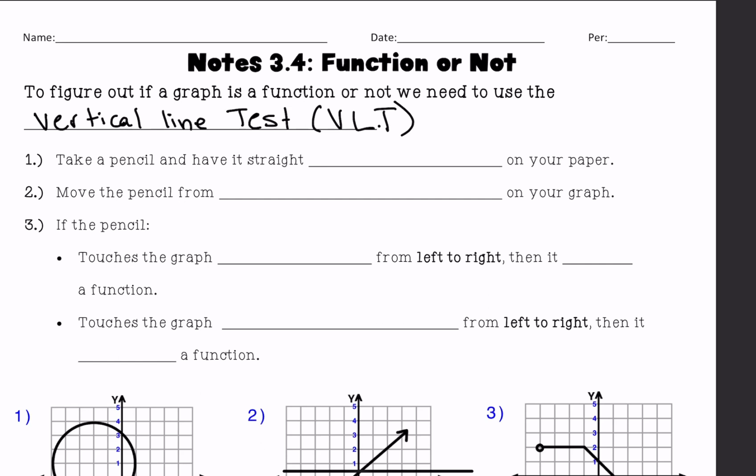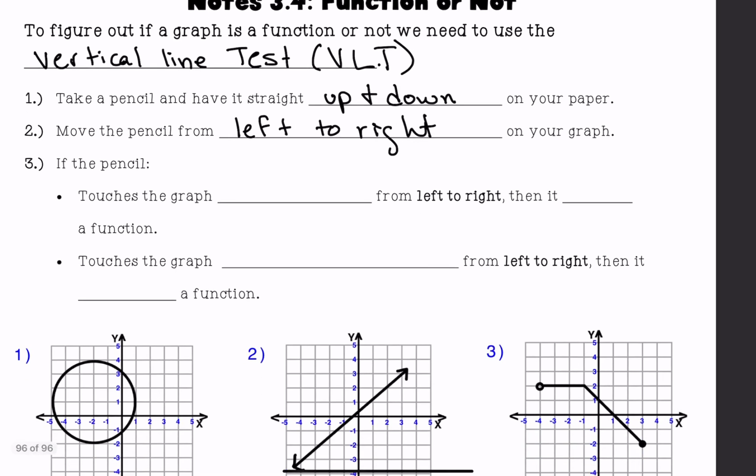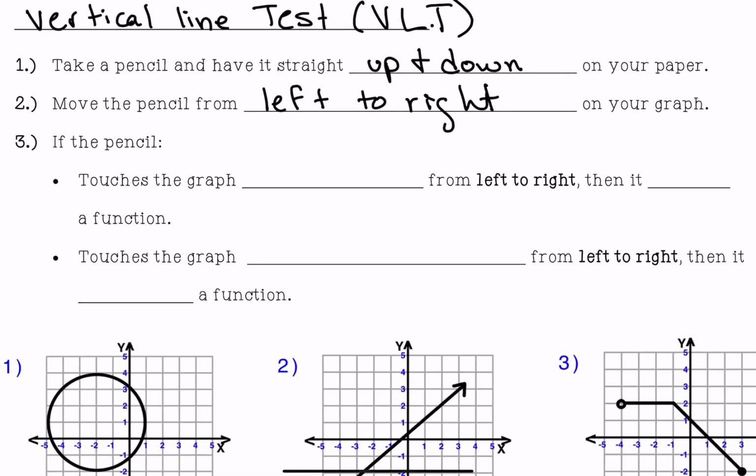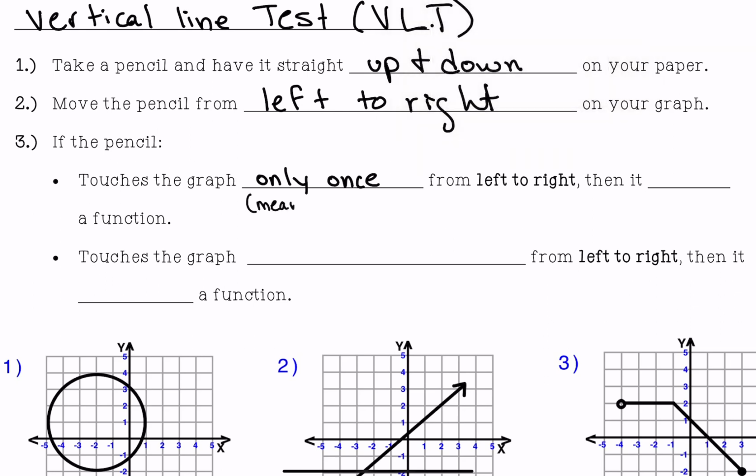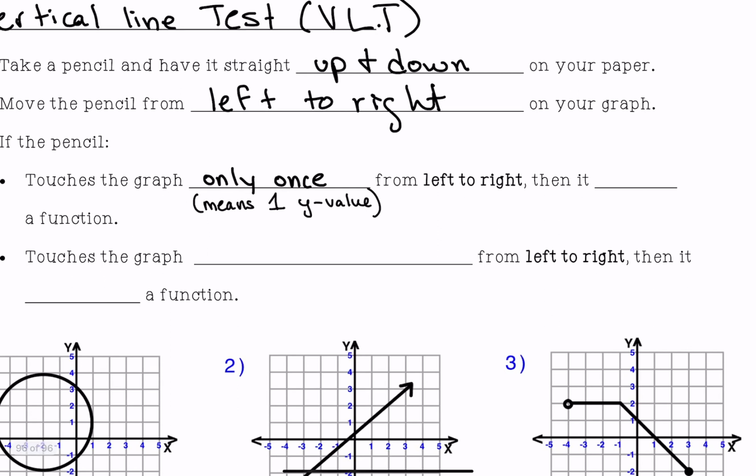So what you're going to do is take your pencil and have it straight up and down on your paper. Then you're going to move the pencil from left to right, just like how we read a graph. Now, step 3 is how you determine if it's a function or not. So if the pencil touches the graph only once, which means there's only one y value, then from left to right, it is a function.